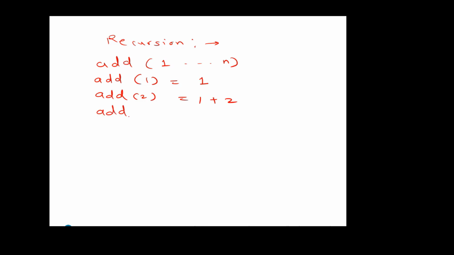So let's say we have an add function which adds any number up to n. And when we pass that number to the add function, if I say add 1, it's only going to give me 1. If I say add 2, it's going to add the first 2 numbers, so 1 plus 2. When I say add 3, it's going to add the first 3 numbers, 1, 2, 3.